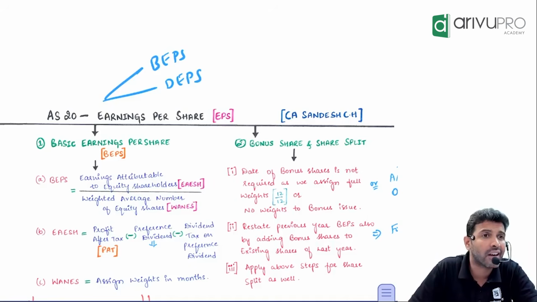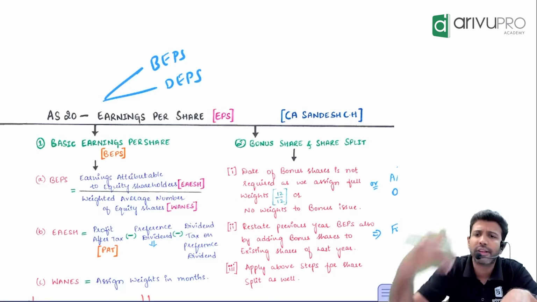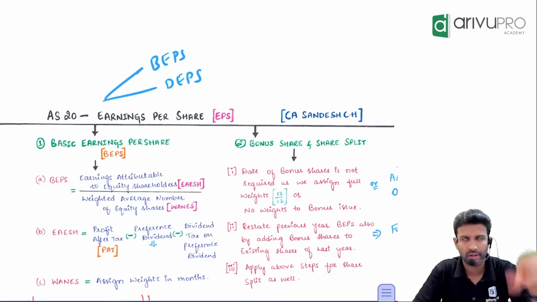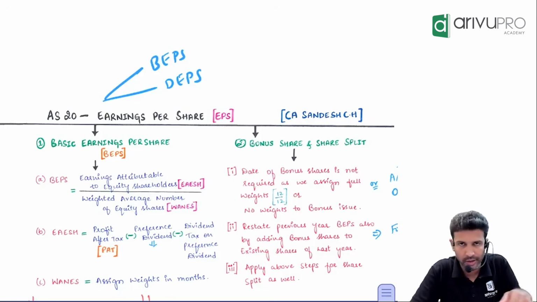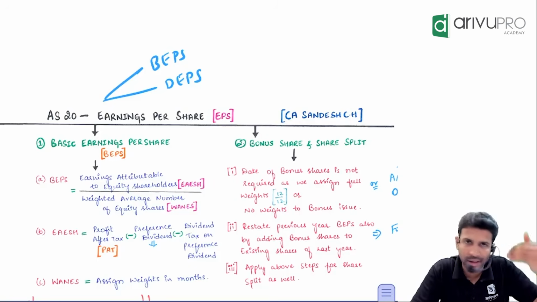The standard's name is earnings per share, so you have to calculate earnings for one share. How do you calculate earnings per share? Total earnings divided by total number of shares. When you try to interpret the formula, it will come like that.